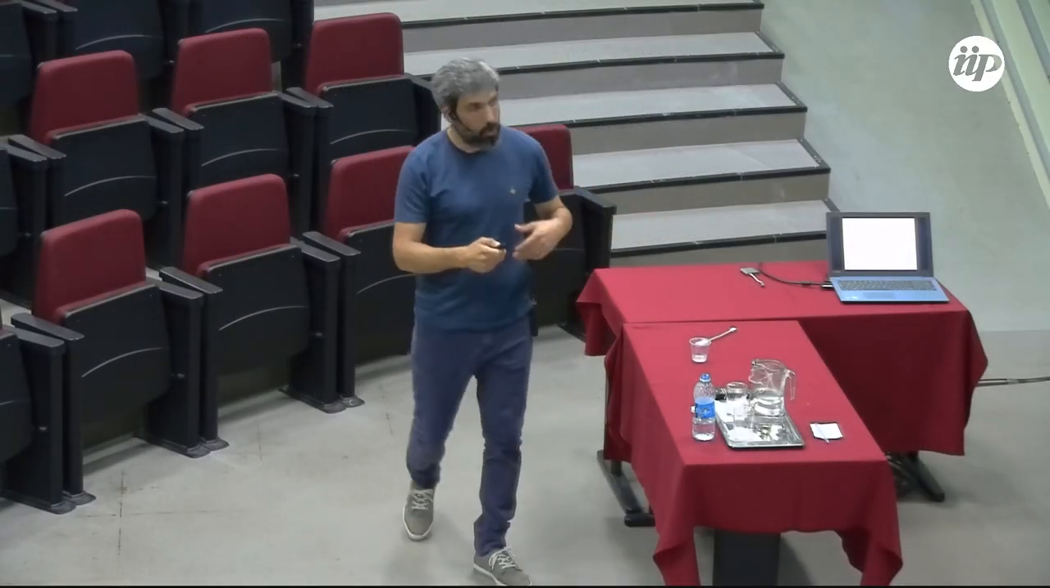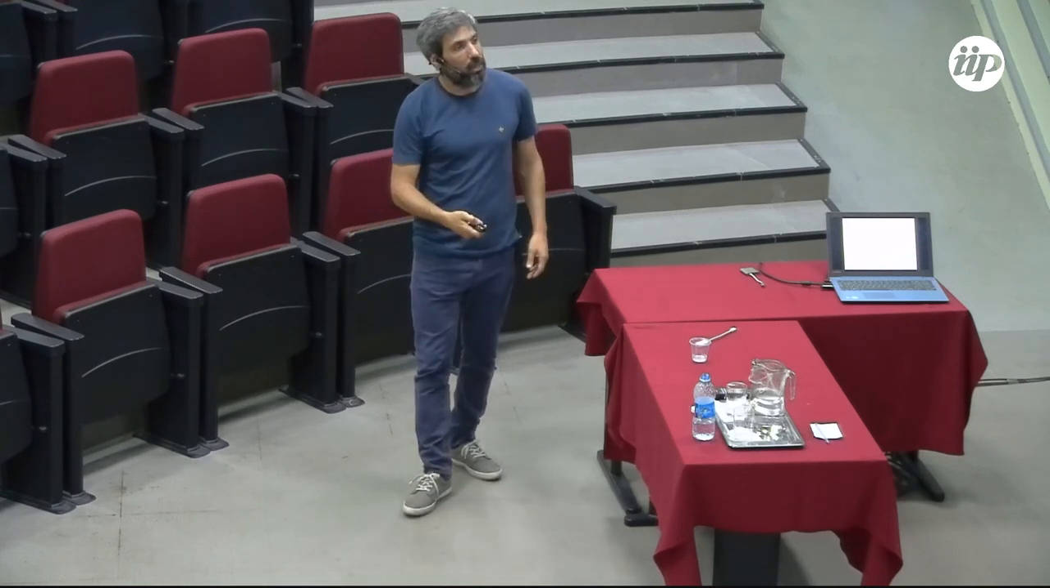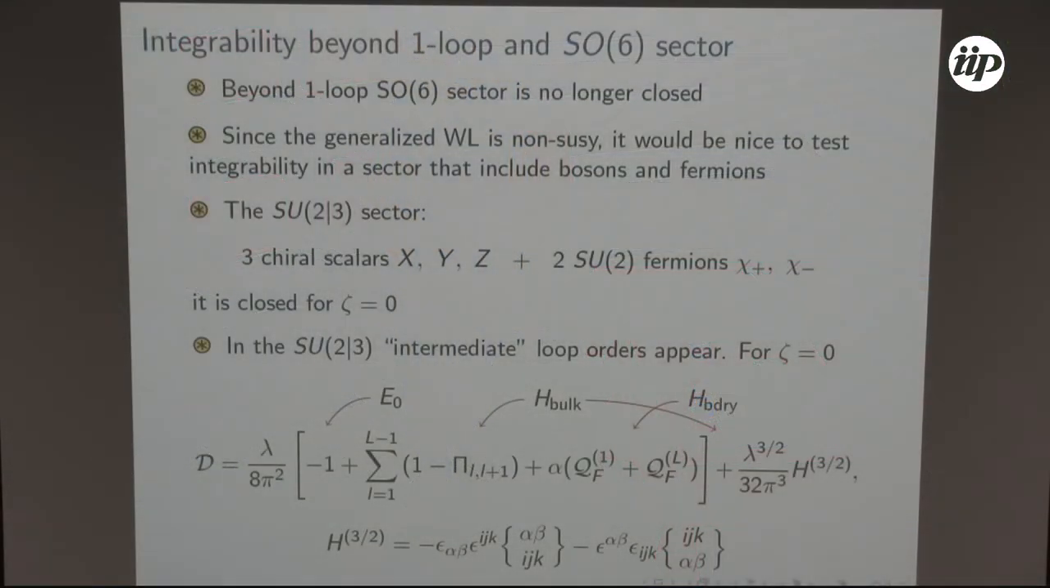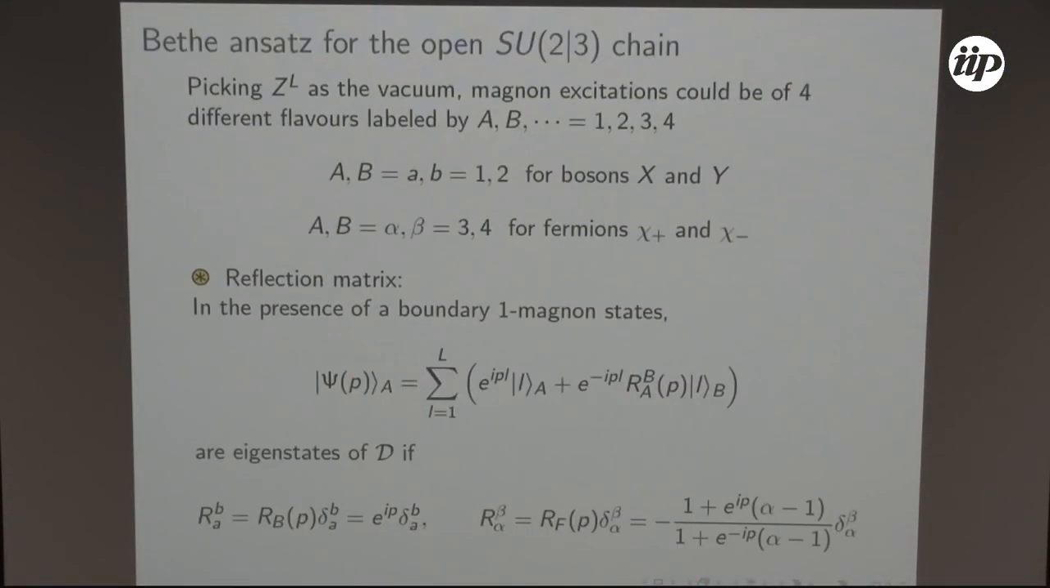Anyway, it's more or less the same idea. Now we would like to ask whether this spin chain Hamiltonian when alpha is equal to 1/2 is integrable or not. So we do the same. We do a Bethe ansatz, so we pick a vacuum, again, one of the chiral fields occupying all the sites of the spin chain. And then you can have four types of flavor for the impurities. Either you have two bosonic impurities with the other two chiral fields, X or Y, or two fermionic impurities, which are any of the two components of your fermion.